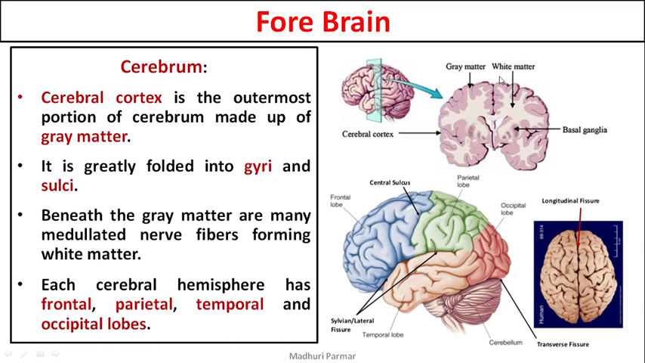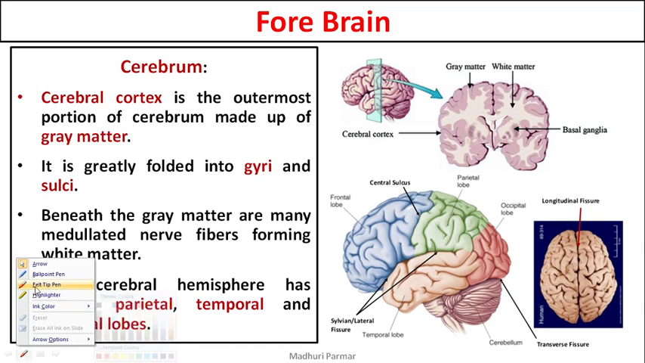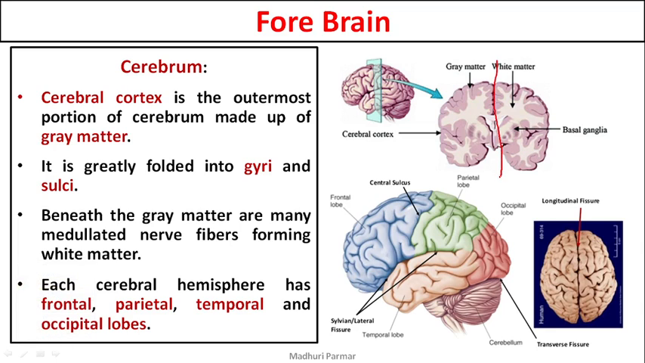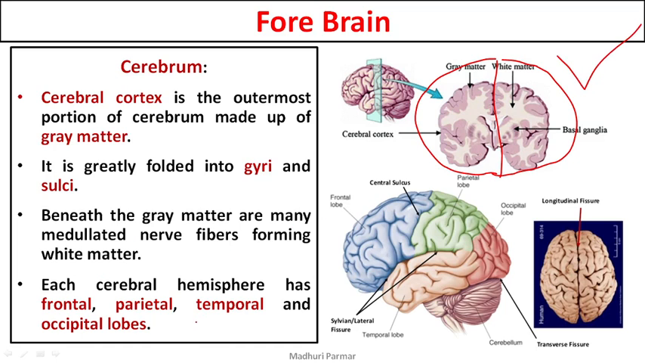Each cerebral hemisphere, now we're talking about just one of these parts. Can you see there are two parts, right? So this here is the middle line. This is one hemisphere. This is another hemisphere. So each hemisphere is made up of frontal, parietal, temporal, and occipital lobes. 4 lobes. Clear? Let us understand each of these 4 lobes, how they are divided.